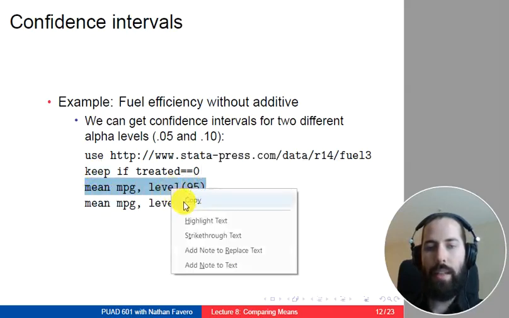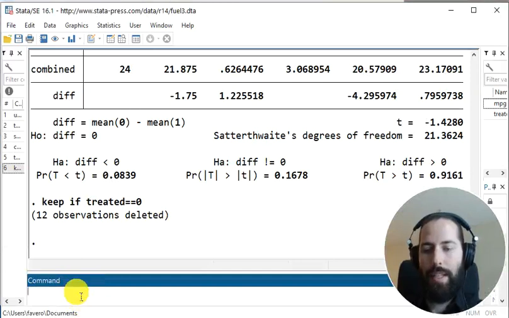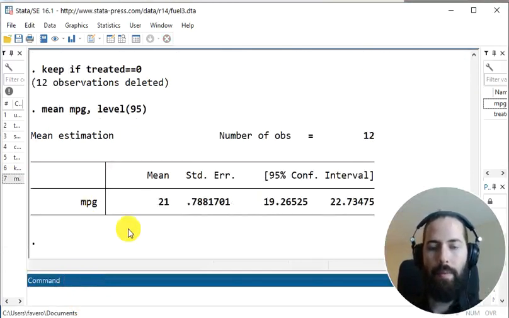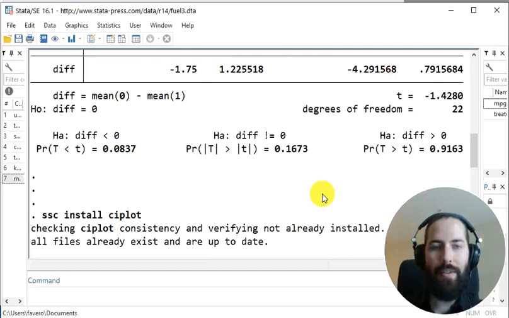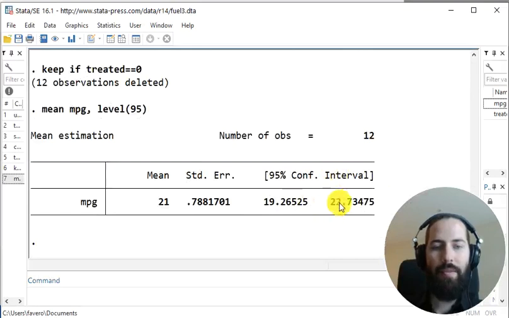So the first one is just the ordinary 95% confidence interval that you've seen before. So let's see what happens when I run this. It tells me that my mean is 21, which we already knew from our prior analysis. And this is our confidence interval, which should look just like the confidence interval that we got up here. In other words, we're 95% confident that the true mean gas mileage for our population is somewhere between about 19 and 23 miles per gallon. That's a rough interpretation of the confidence interval. This is using 95% confidence.